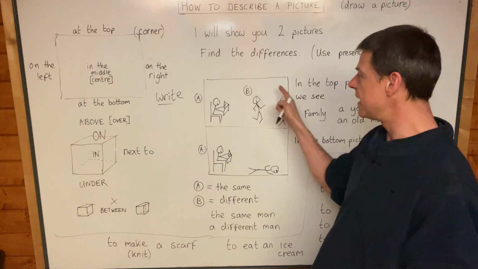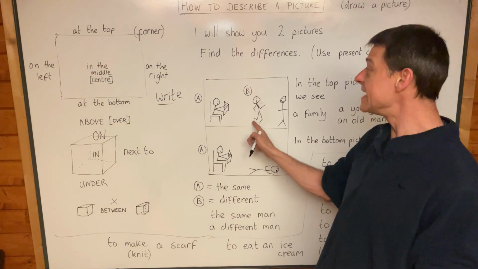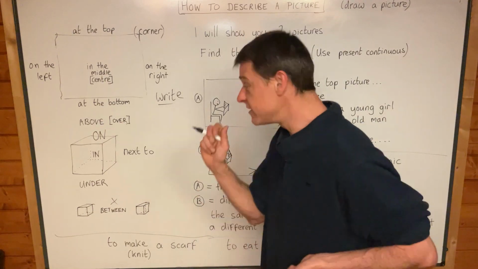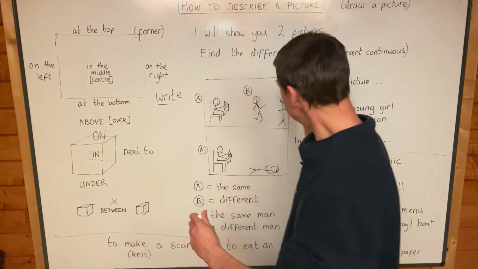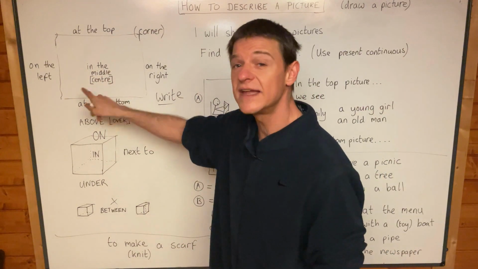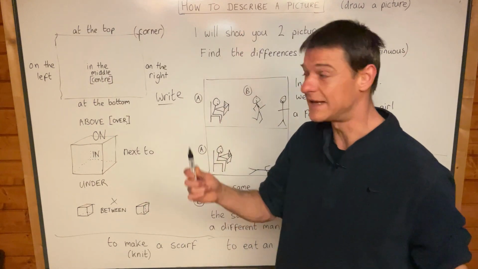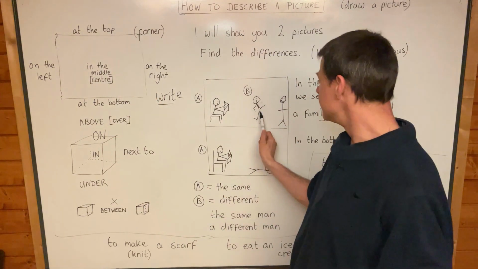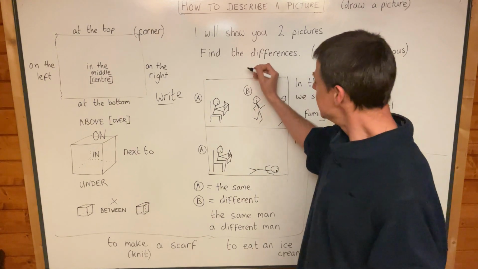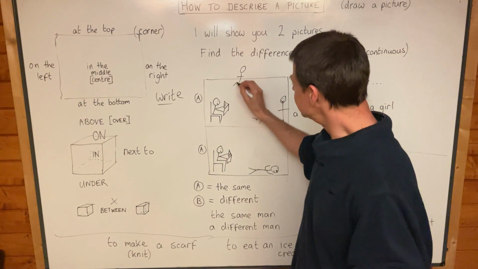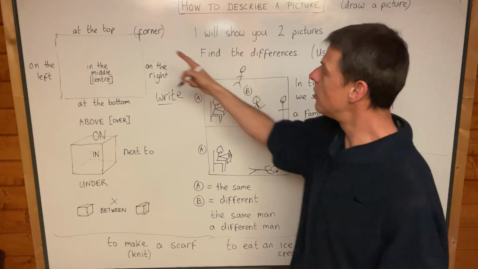He is standing on the right, he is sitting on the left, and he is running, yeah? He is running in the middle. In the middle means in the center. You can say center. It's the same. Center, middle, the same. So he is in the middle, he is on the left, he is on the right. He is at the top, yeah, he is at the top of the picture.